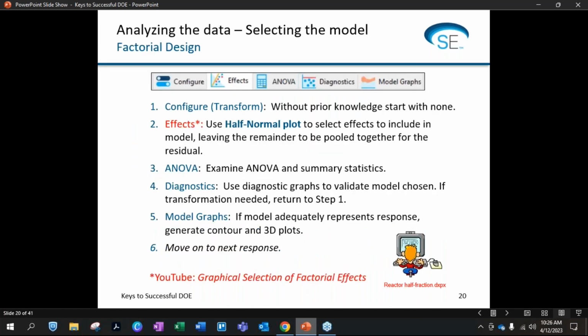So I'm just going to give you a couple examples, one on factorial design and one on response surface design. We are going to focus on, in Design Expert, you analyze the data going left to right on these buttons across the top of the screen.